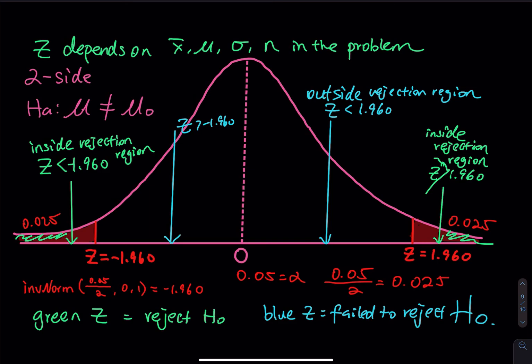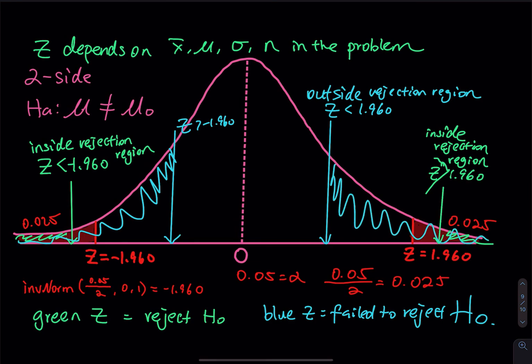So what about the blue Z? The one on the left is greater than negative 1.960. The one on the right is less than positive 1.960. So what is the corresponding p-value? The corresponding p-value is the entire blue piece on the left plus the entire blue piece on the right. And that is definitely greater than the red zone. So therefore, you fail to reject the null hypothesis.